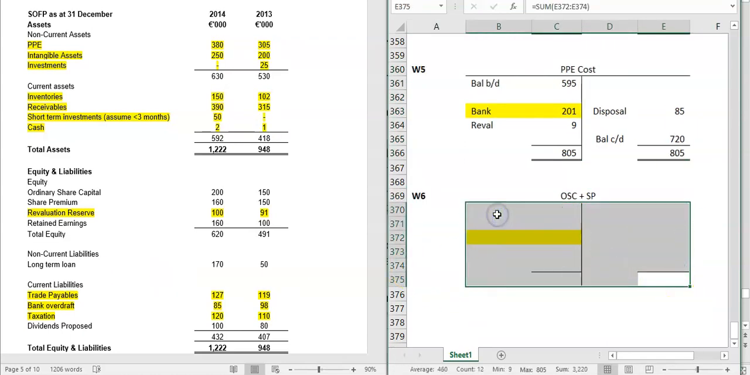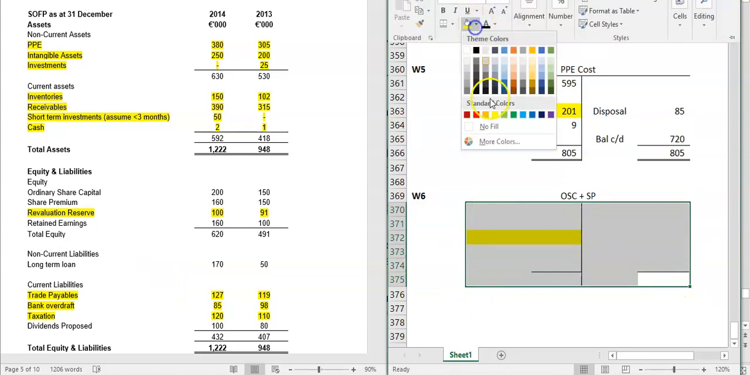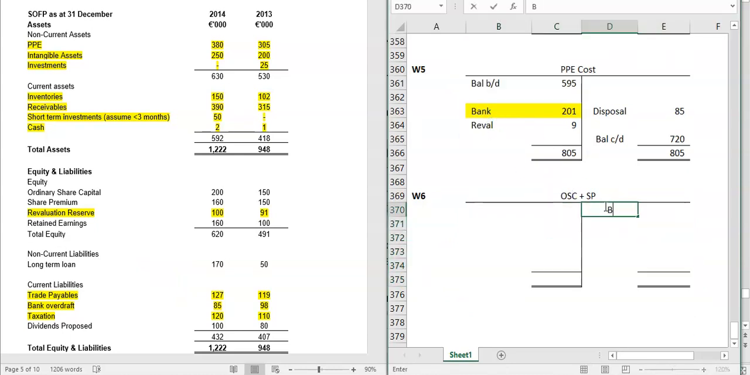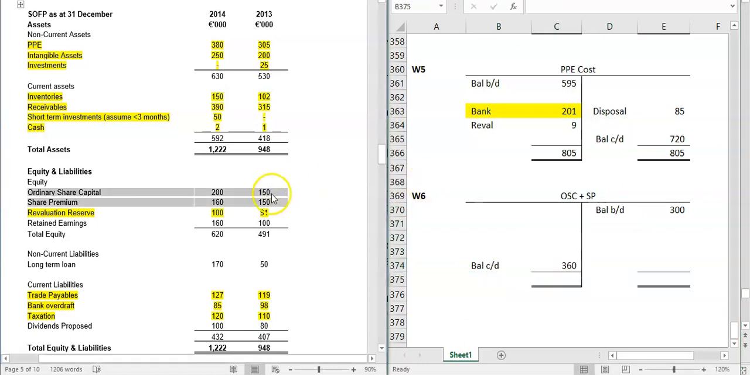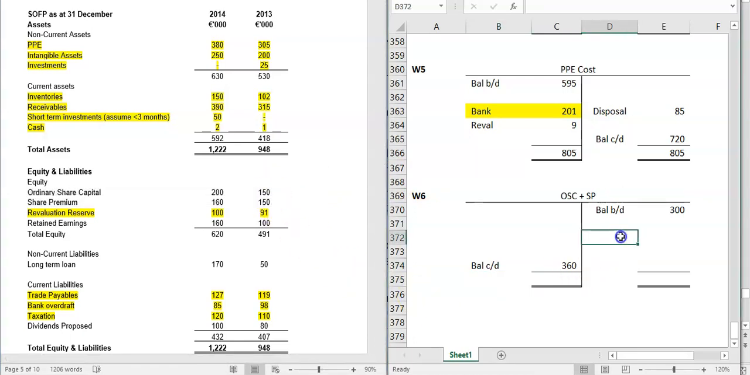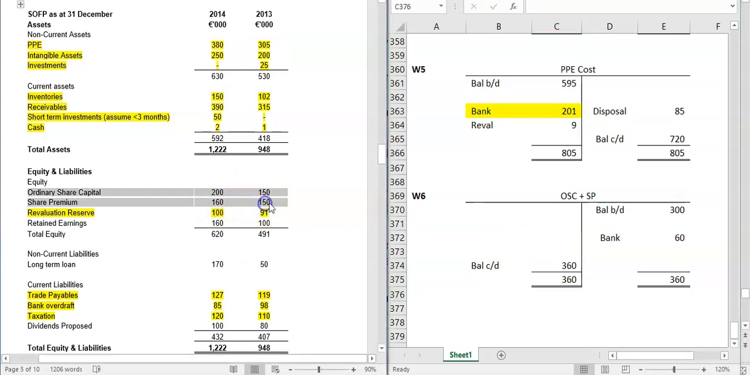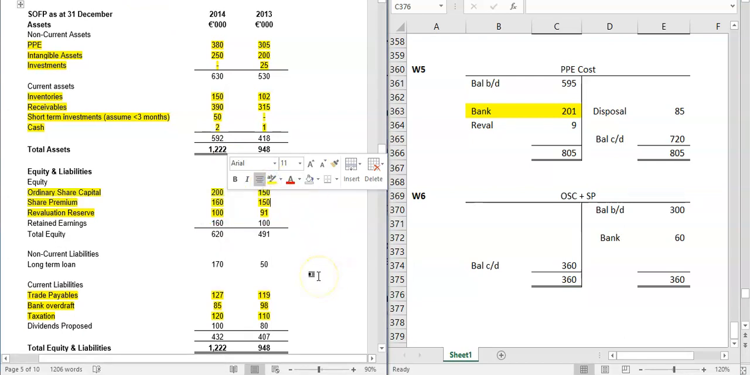Sometimes you don't need to look, you can just look at the difference and you can save a lot of time. I'll just show you how to use these because they can be a useful skill to have for the harder ones. Balance brought down is 300. Balance carried down 360. So I'm adding the share capital and share premium together. So you clearly have had a share issue there, which would have been bank of 60. Debit bank, credit ordinary share capital, 50. Credit share premium, 10. So that is a share issue. And that is money into the bank account, which is a cash inflow. And that will go in financing activities.